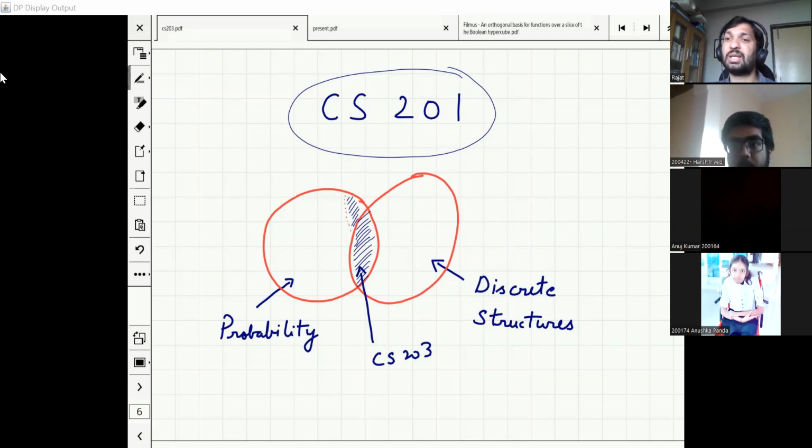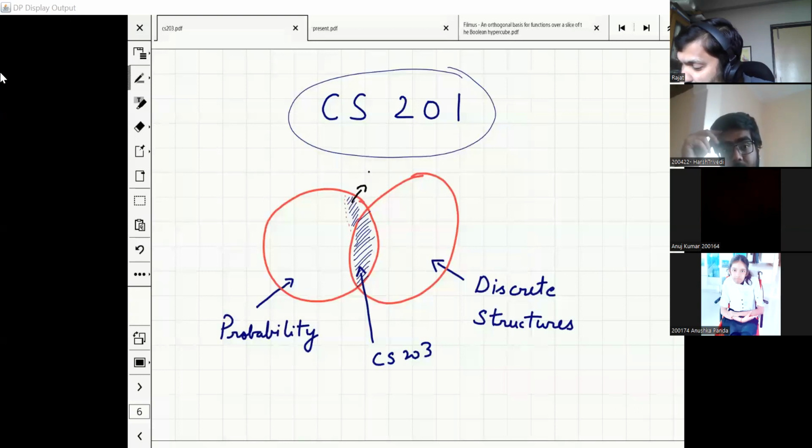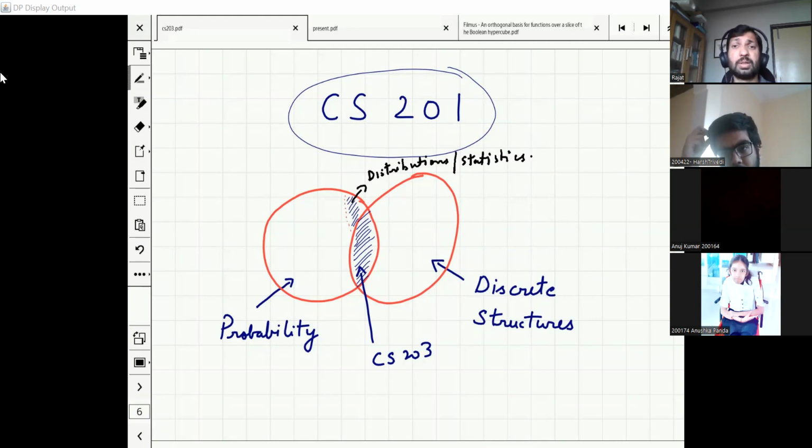Though I would say that in the recent past, continuous probability has also become very, very important, especially in the area of machine learning. And that's why if you look at CS203, most of our focus is on discrete probability, the intersection between probability and discrete structures. But there is a small area about distributions, continuous distributions, statistics and all, which we will cover in this course, and it will be part of CS2.